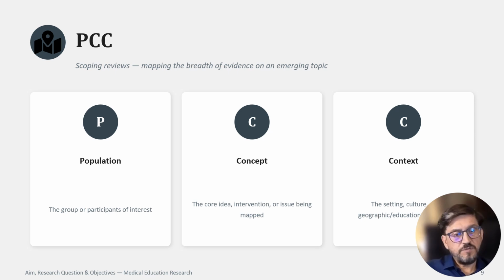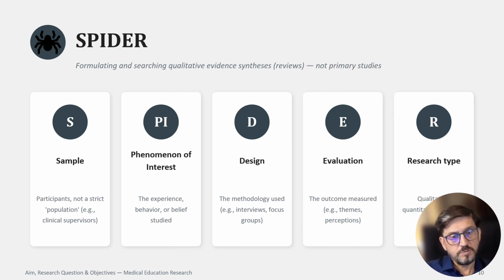Then we have the PCC framework, which is population, concept, and context. You can see that the main difference from the PEO is the exposure. Here we are mainly talking about the population, which, as you now know, is the group or participants of interest. But the difference is the concept, because in a scoping review, we are technically studying an idea, an intervention, or an issue which is being mapped. And then the context is the setting in which this is being done. And this is primarily used for scoping reviews.